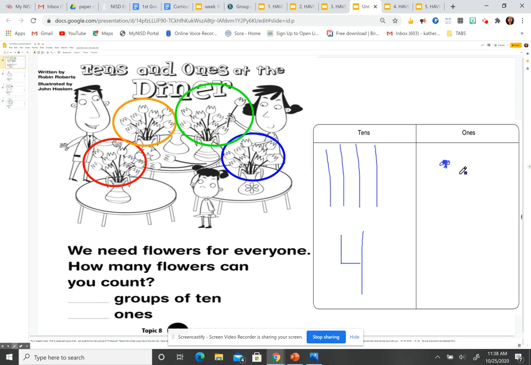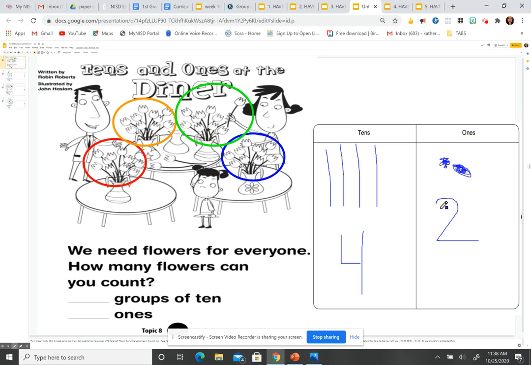So 1, 2, and my dots aren't very good there, but you can try and make yours probably a little bit better when you do it with your writing tool. But they're my 2 dots to represent my 2 leftover, and then I'm going to go ahead and put the number 2. So I have 4 groups of 10, and I have 2 ones.